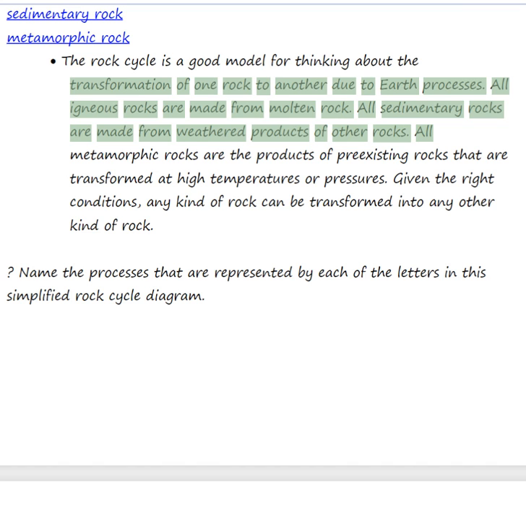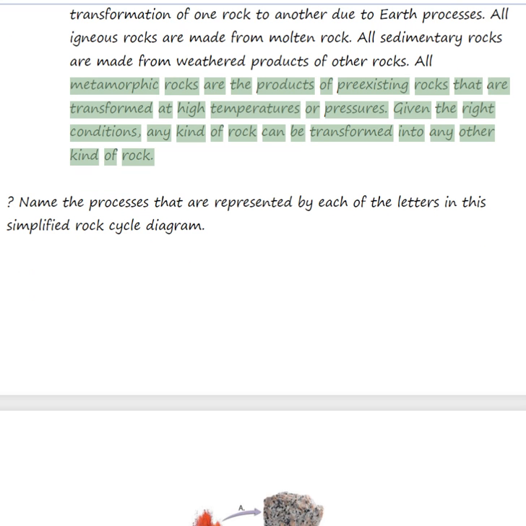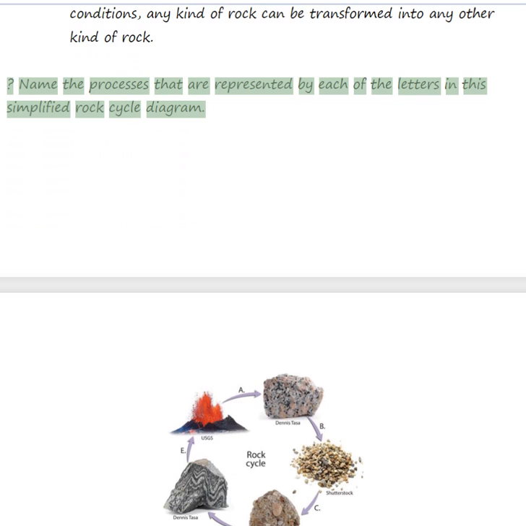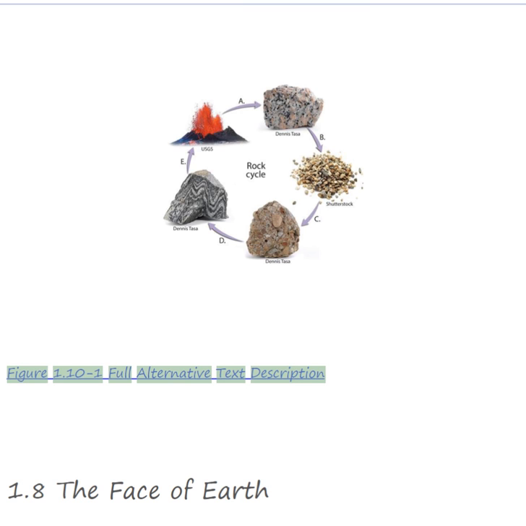All igneous rocks are made from molten rock. All sedimentary rocks are made from weathered products of other rocks. All metamorphic rocks are the products of pre-existing rocks that are transformed at high temperatures or pressures. Given the right conditions, any kind of rock can be transformed into any other kind of rock. Name the processes that are represented by each of the letters in this simplified rock cycle diagram. Figure 1.10 to 1 full alternative text description.